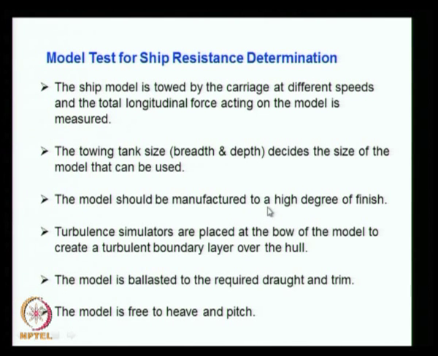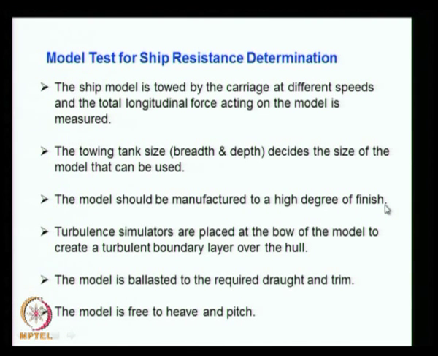So depending on the tank, and also the size of the model, when it increases, the forces coming on the model also increase. So the capacity of the load cell or dynamometer which you use also goes high. So if you have a limitation on the availability of these equipments to measure the resistance, then that also puts a constraint on the size of the model. The model should be manufactured to a high degree of finish.